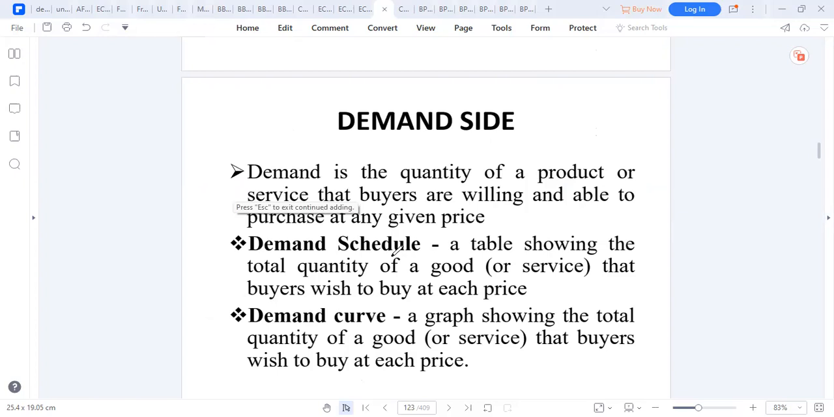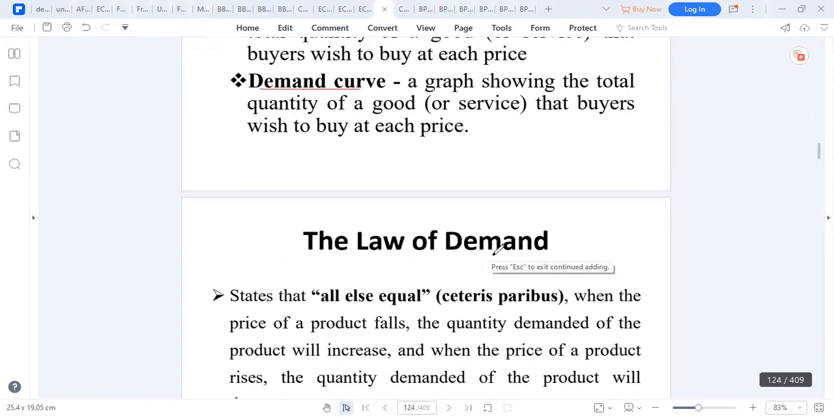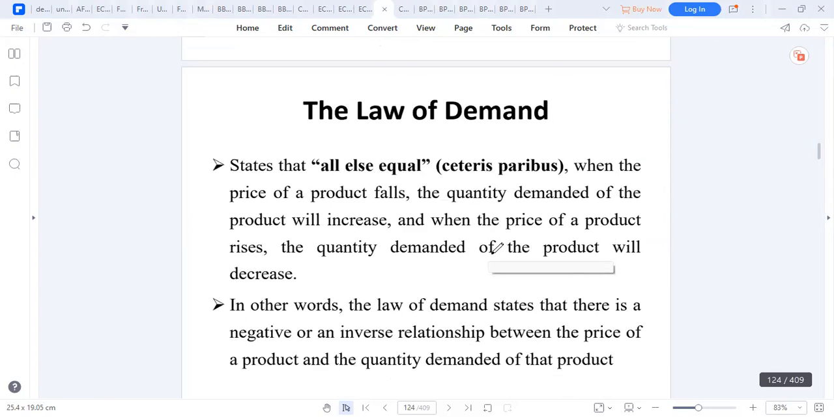We need to understand that we have two key terms that must not be confused. We have a demand schedule, which is a table showing the total quantities of a good or service that buyers may wish to buy at each price, whereas the demand curve is a graph showing the total quantities of a good or service that buyers wish to buy at a given price. We have a law that governs this context, the law of demand, which simply states that, holding all things equal, when the price of the good falls, the quantity demanded will increase.